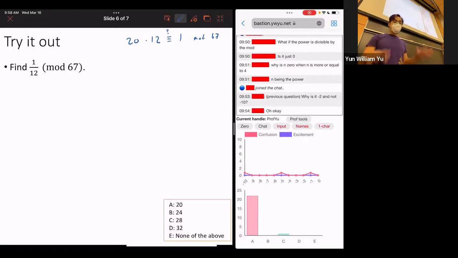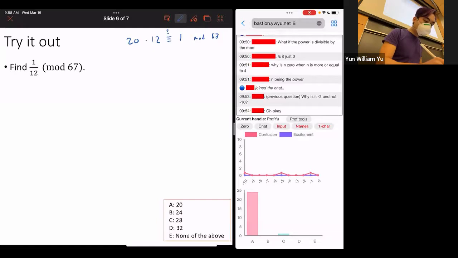So that's one of the key points that I really want to emphasize, especially on exams where I give you enough time. You should be double checking your answers. So here I'm computing the reciprocal of 12. And that means that whatever answer you get, if you multiply by 12, you should get 1.